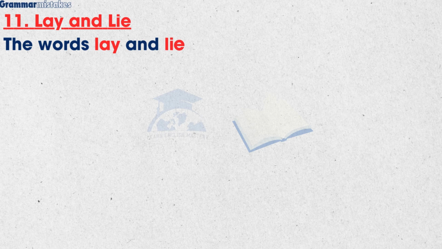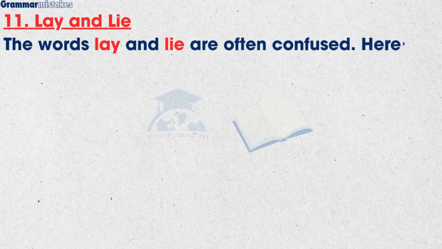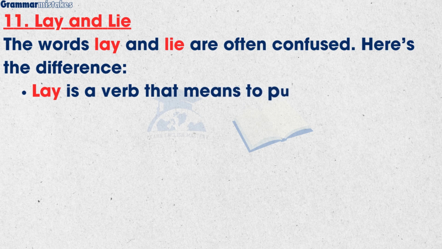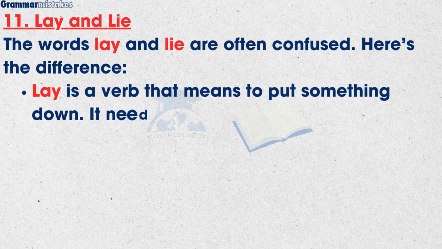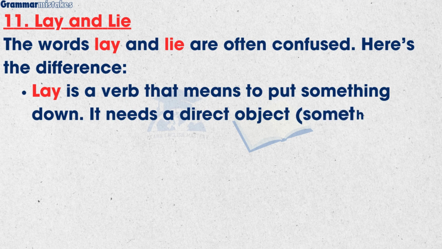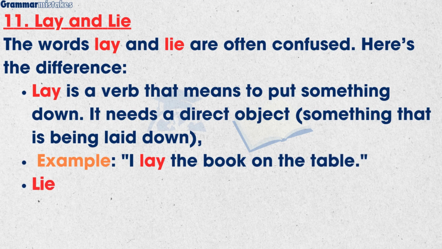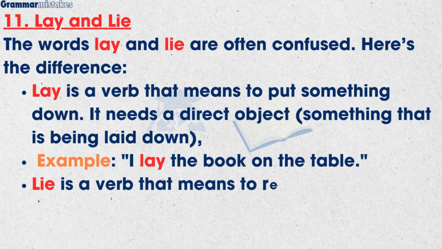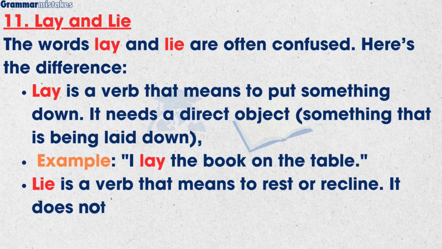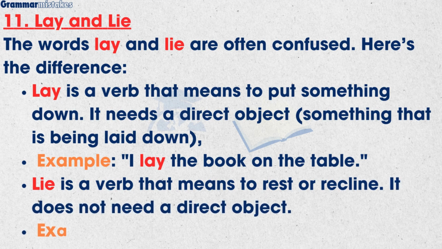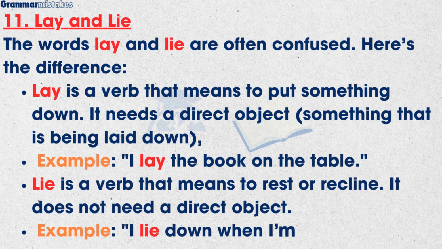11. Lay and lie. The words lay and lie are often confused. Here's the difference. Lay is a verb that means to put something down. It needs a direct object, something that is being laid down. Example: I lay the book on the table. Lie is a verb that means to rest or recline. It does not need a direct object. Example: I lie down when I'm tired.